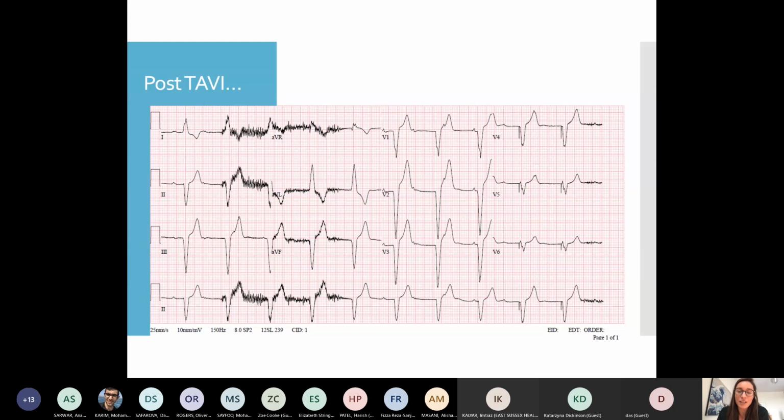And this ECG shows him requiring some temporary pacing. So you can see the little pacing spikes here. You can see there's not a relationship between the P waves.